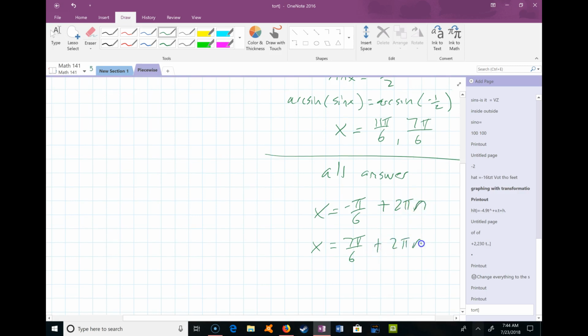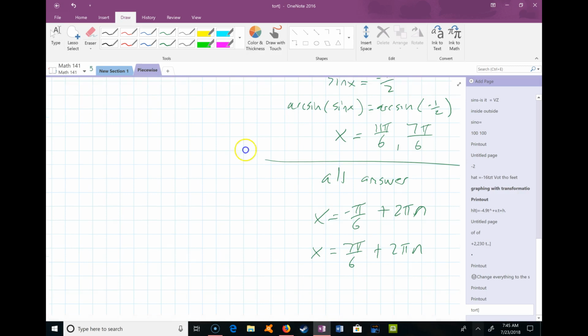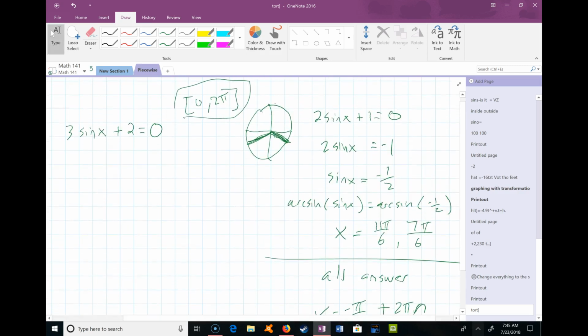2 pi n, where n is all integers. So in this way, I'm listing all the answers. I'm saying start at negative pi over 6 and then add as many or subtract as many 2 pi's as you want to. And every time you add a 2 pi, you'll get another answer that works. Okay, so that's if it's a friendly angle answer.